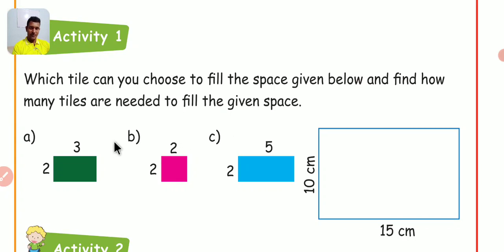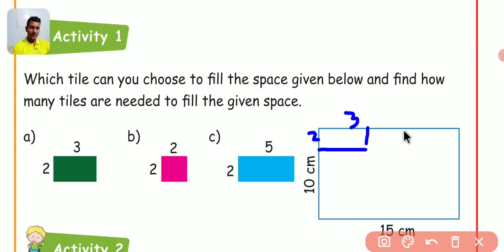Suppose you take this rectangle shape. What is the length? 3. What is the breadth? 2. Here I am taking the rectangle, length of 3 and 2. This length is 3, this length is 2. Here also I am taking one rectangle, this length is 3 and this length is 2. Here also I am taking a rectangle, length is 3, this is 2. In this way I am taking.